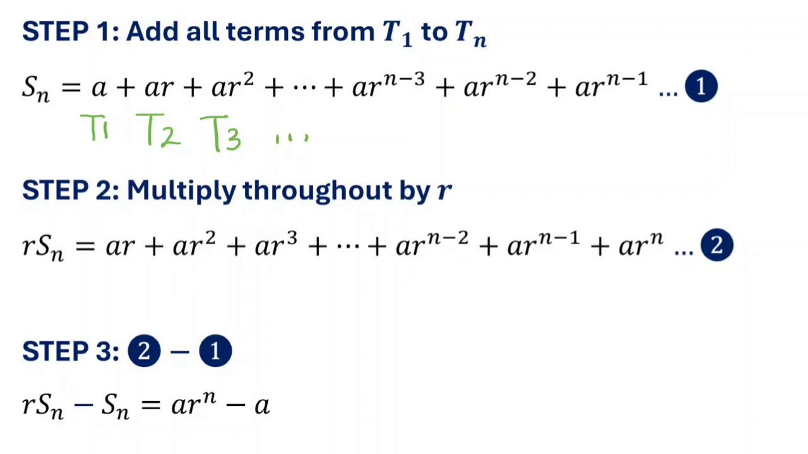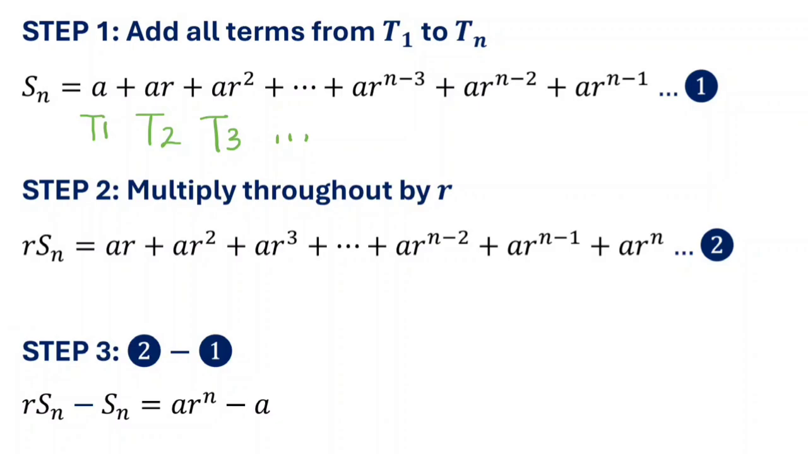So we know that according to laws of exponents, when we multiply the bases that are the same, we add the exponents. So AR squared times R would give us AR cubed. And continuing in this manner, AR to the power n minus 3 times R is going to be AR to the power n minus 2. AR to the power n minus 2 times R is going to be AR to the power n minus 1, and the last term times by R is going to be AR to the power n. So in step 2, we've multiplied throughout by R.